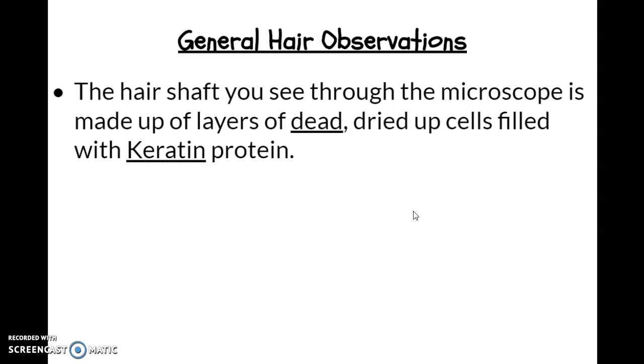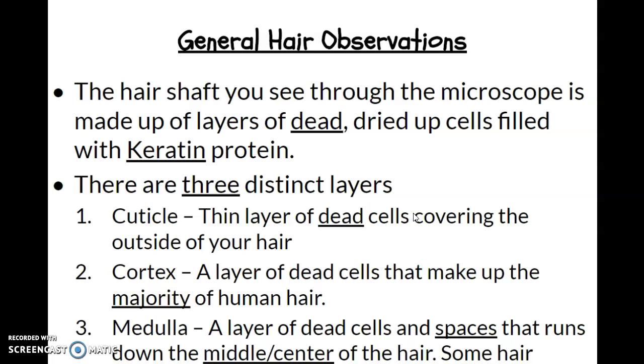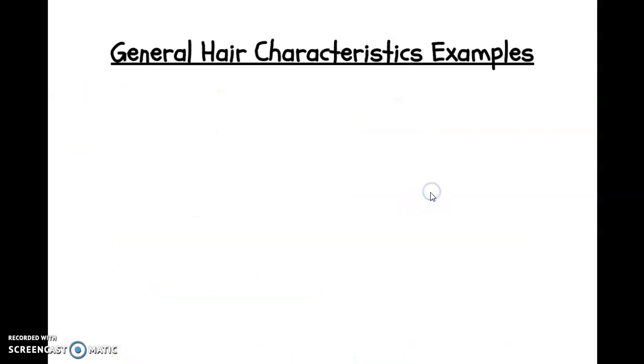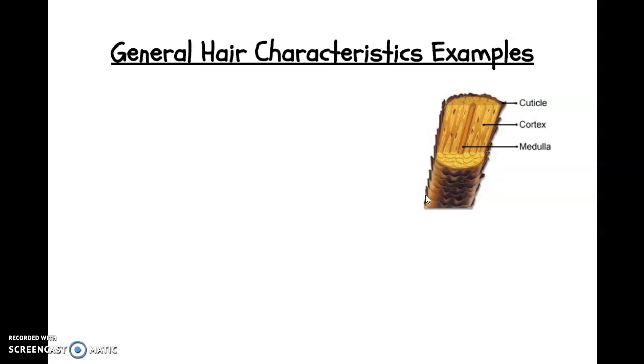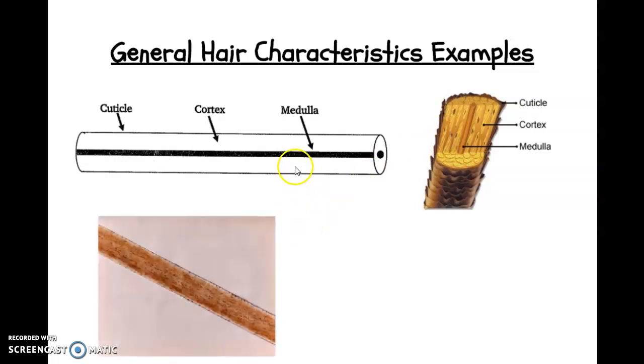So, general hair observations. We have the 3 different layers. Some do not have a medulla. This is a very good example of the layers that you'll find in a hair. The medulla is the space that runs up the center. The cuticle is the outside layer that splits or breaks off when you have split ends. And the cortex is the center portion, the meat of the hair itself.